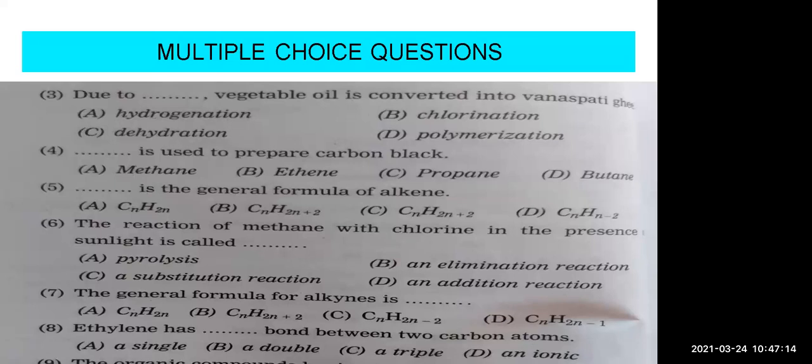So now many of the questions are asked. Some of them are like this: due to dash, vegetable oil is converted into vanaspati ghee. Now in MCQs, four options will be given to you and you have to write one of them. The first question is: due to the dash, vegetable oil is converted into the vanaspati ghee. Here different types of reactions are given to you: hydrogenation, dehydration, chlorination or polymerization. From which of the following reactions is this vegetable oil converted into the vanaspati ghee?